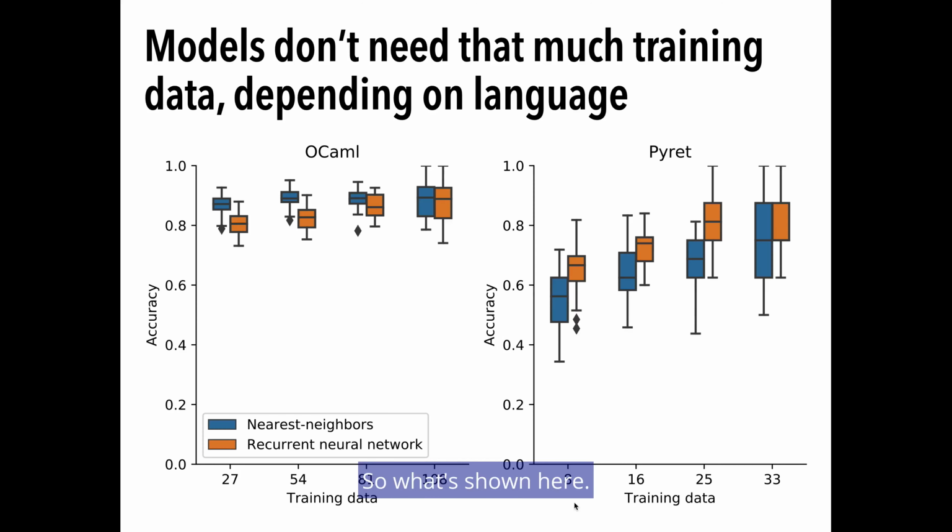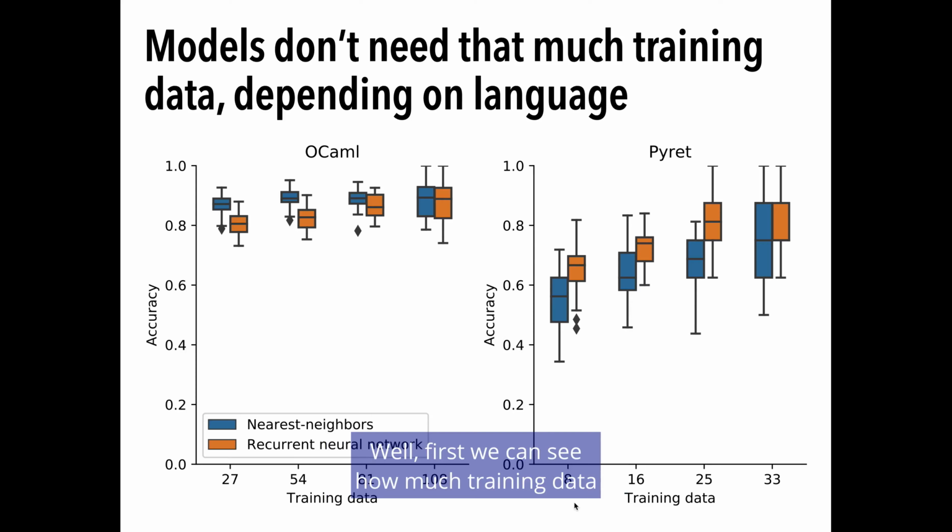So what's shown here, there's a lot of data on screen, so bear with me. What's shown here is the left graph is OCaml, and the right graph is Pirate. The x-axes are 20, 40, 60, and 80% of the training data for each set. And the y-axis is the average accuracy of the model on the test data. Blue is nearest neighbors, orange is recurrent neural network. And we use a box plot because the 30 simulations gives us a distribution of accuracies, not just one data point. So there's a lot summarized here. How do we interpret it?